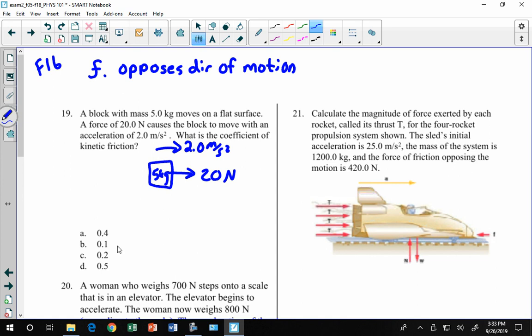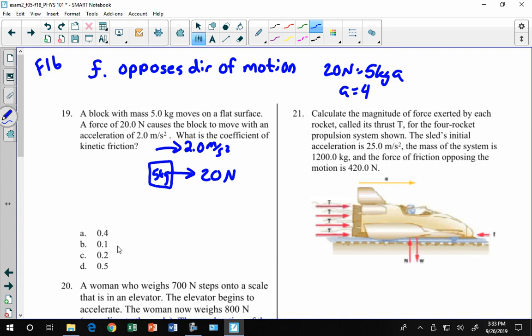If this was a 5 kilogram object with a 20 newton force and no other forces, it should be moving at what acceleration? 5 kilograms, 20 newtons. What should its acceleration be? Simple, F equals ma. It should be 4 meters per second squared. Because if I had 20 newtons as my net force, and my mass was 5 kilograms, then a should equal 4.